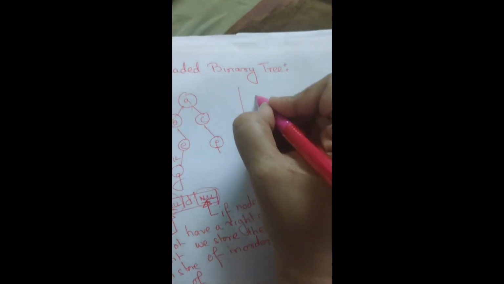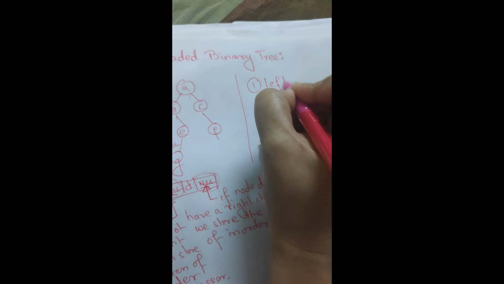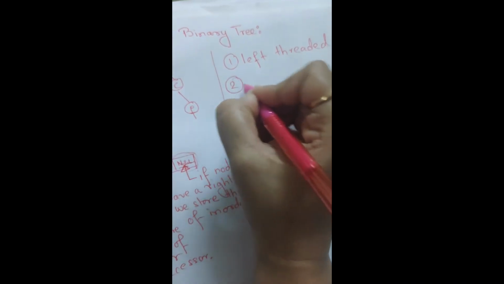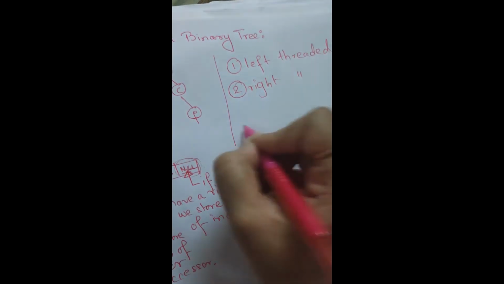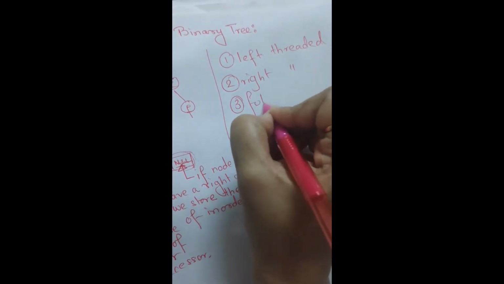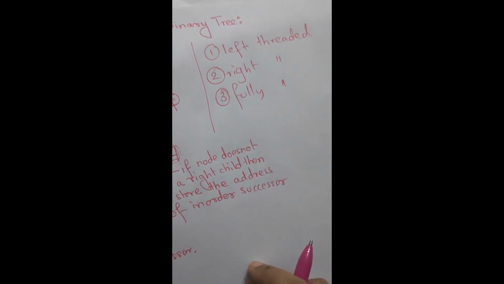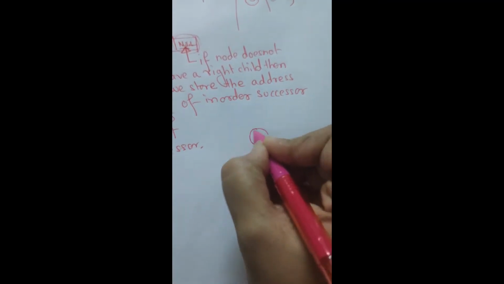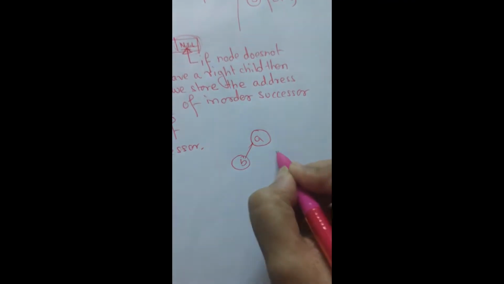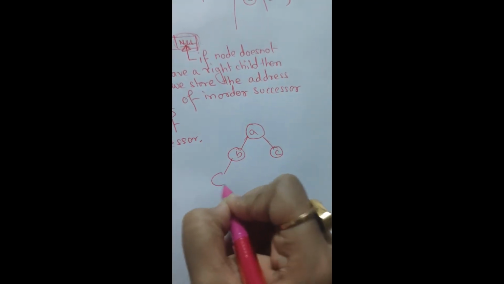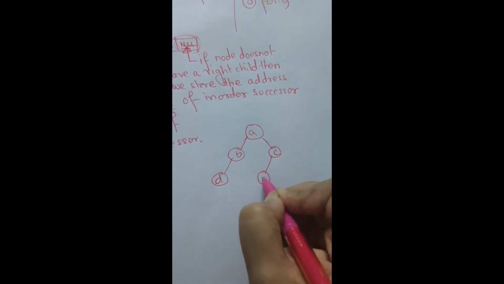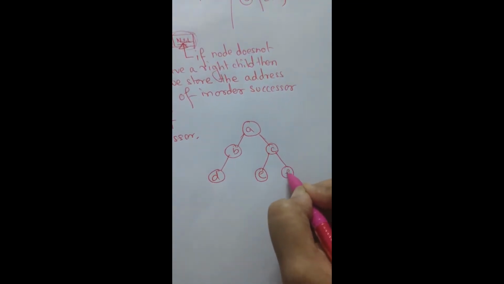Now, there are three types of threaded binary tree. One is called left threaded. Second one is called right threaded, and third one is called fully threaded, correct? Now what is left threaded binary tree? Let me draw a tree again and I will show you what is a left-threaded binary tree. This is D. Let me keep this empty. This is E and this is F.